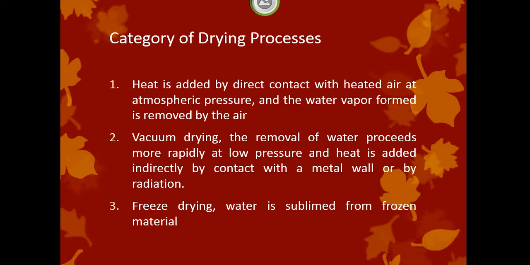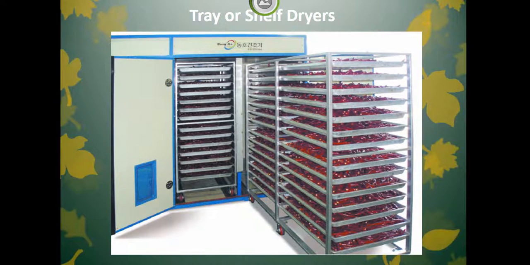So these three can generally be used as a manner of categorizing the process of drying. It's the process that we are categorizing. It's not based on the equipment, it's not based on the feed, but rather on the process itself. So the first one is direct heating, the second one is indirect vacuum drying, and the third one is freeze drying.